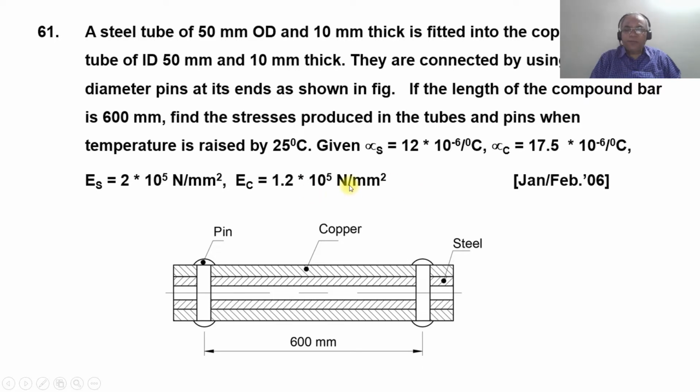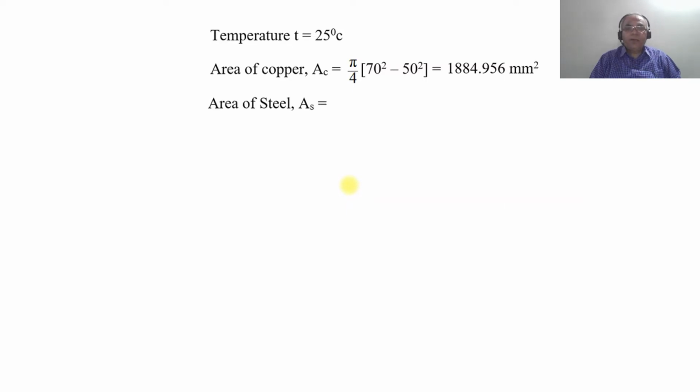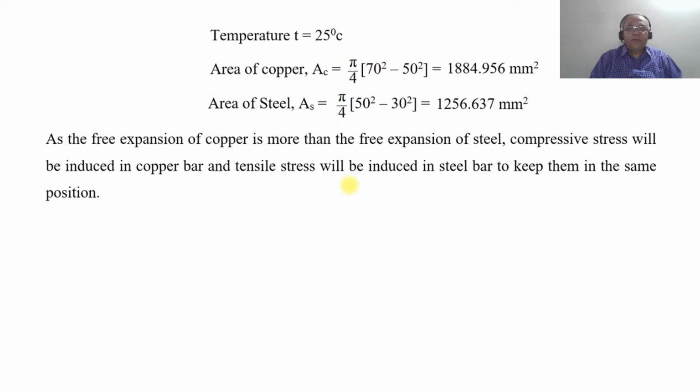So this is the problem which is given. Now we're going to try to solve this problem. First we have the temperature, which is 25 degrees centigrade. Area of copper is pi by 4 into outer diameter square minus inner diameter square, so pi by 4 into 70 square minus 50 square. On simplification, you're going to get 1884.956 mm square. Similarly, area of steel tube is pi by 4 into 50 square minus 30 square, so that will give you 1256.637 mm square.